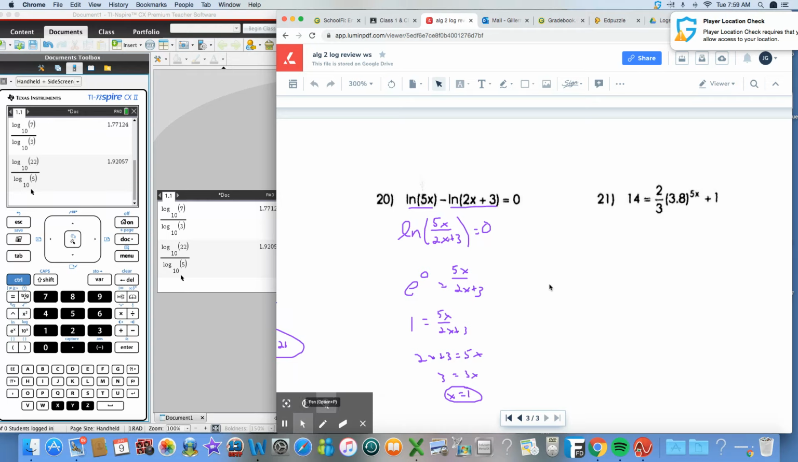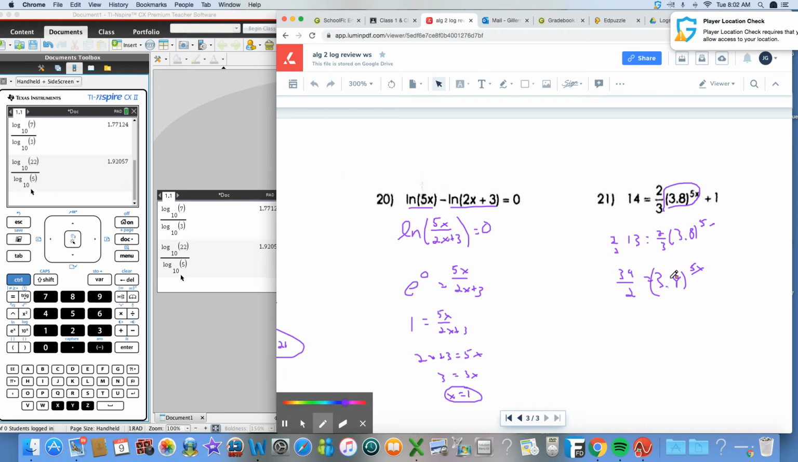All right, so here we have to isolate this first. So I subtract 1, which is 13 equals 2/3 to the 3 times 3.8 to the 5x, multiply by 3/2, which gives me what? 39 over 2 equals 3.8. Sorry, my handwriting's getting really better now. To the 5x.